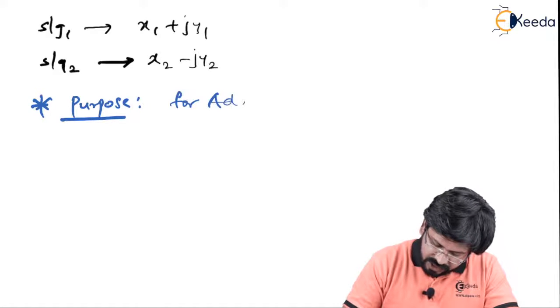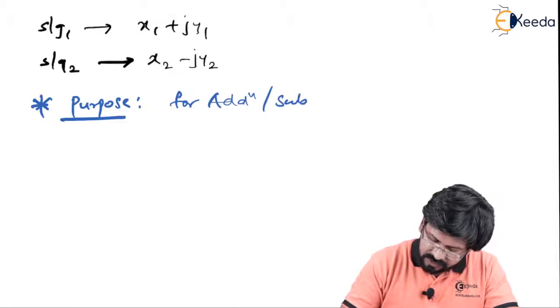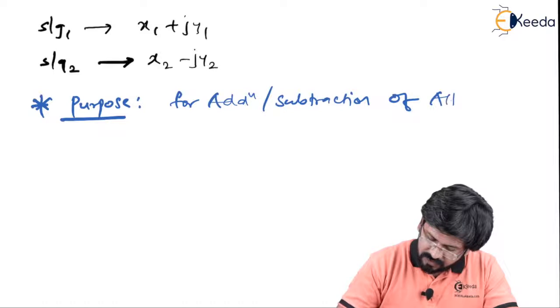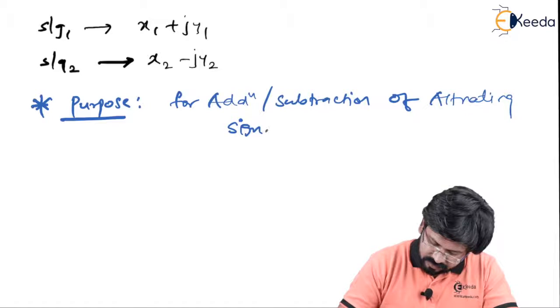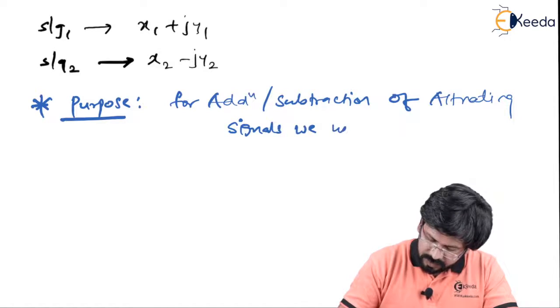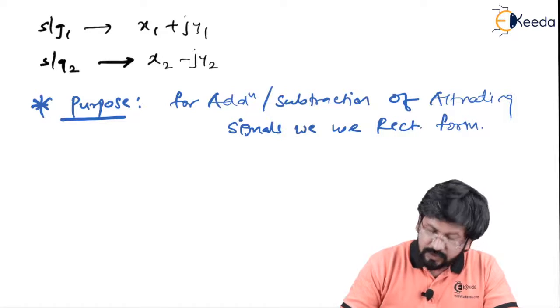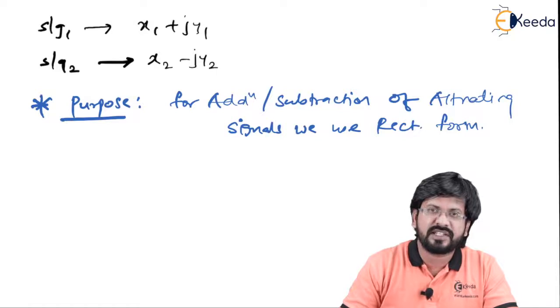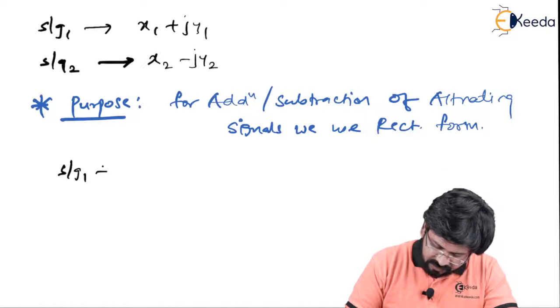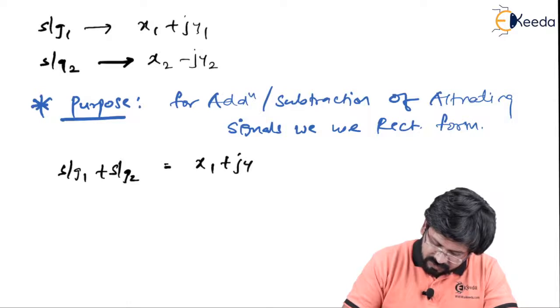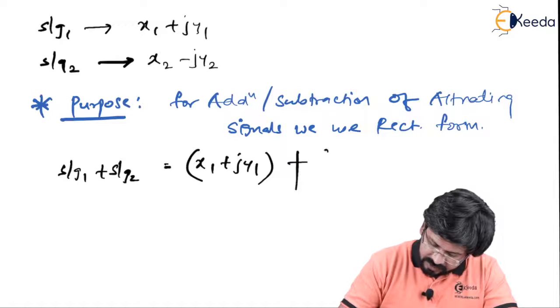So for addition or subtraction of alternating signals, we prefer rectangular form. You will understand why it becomes really easy for addition and subtraction. For example, if I want to add signal 1 with signal 2, it means it is addition of two complex numbers: x1 plus j y1 will be added with x2 minus j y2.